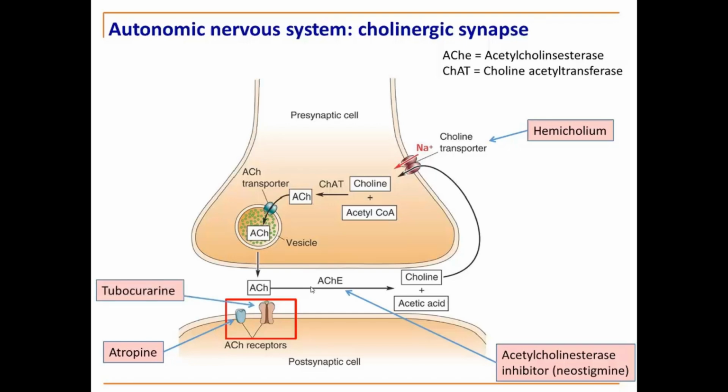Next one, tubocurarine. So this is curare, something that we mentioned a little bit earlier. In the mid-1900s, this was used in conjunction with anesthetics to provide skeletal muscle relaxation during surgery or mechanical ventilation. But remember, it doesn't inhibit pain. It blocks the nicotinic cholinergic receptors.